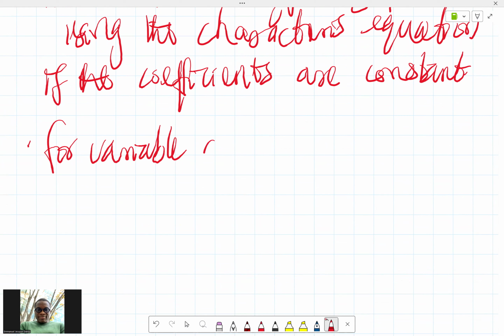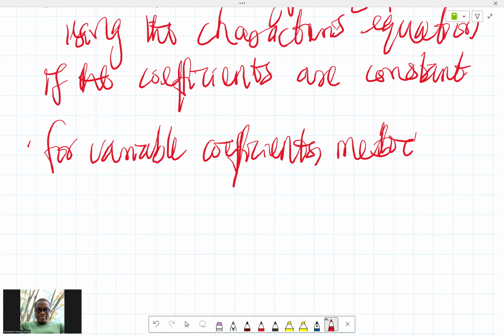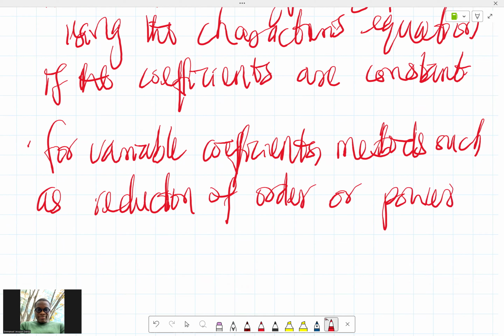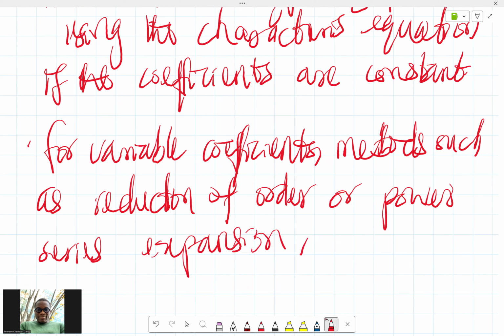for variable coefficients, methods such as reduction of order or power series expansion may be used.